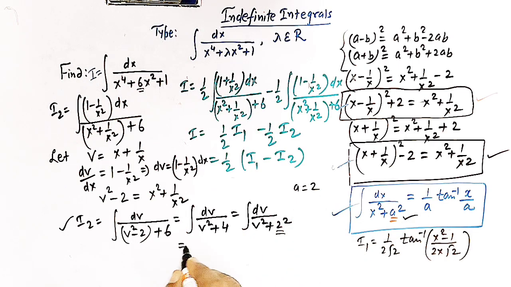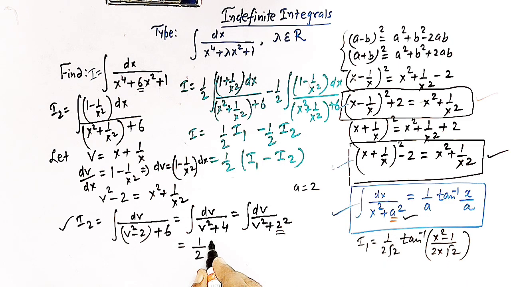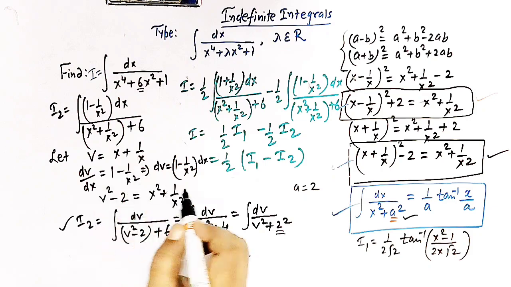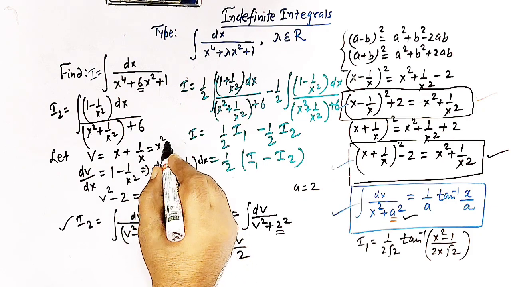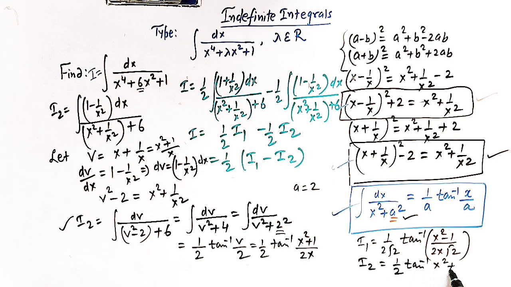So the value of this integral is now equal to 1 over a, a is 2, so we have half tan inverse v over 2, right? Now let us replace v by x plus 1 over x, that is x square plus 1 over x. So here we have half tan inverse x square plus 1 over 2x, right? So the value of the integral I2 is half tan inverse x square plus 1 over 2x.